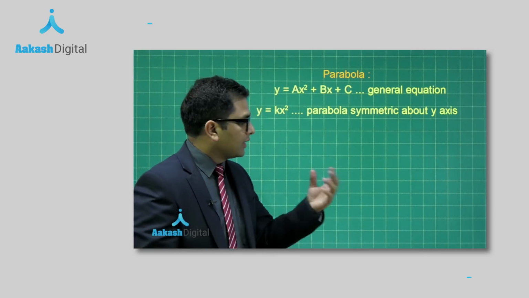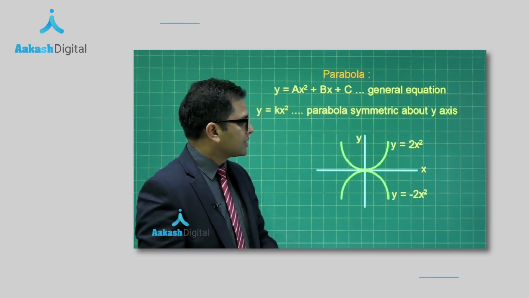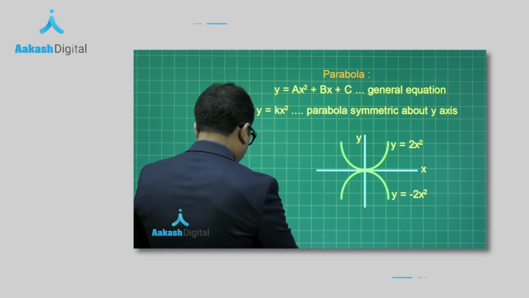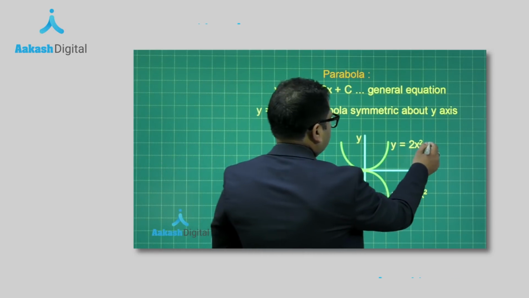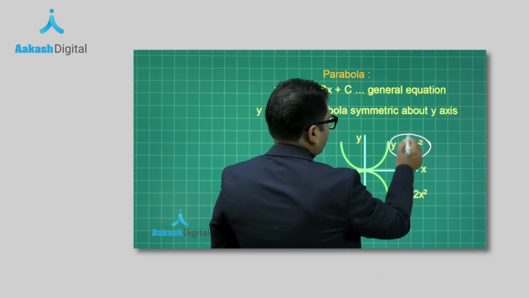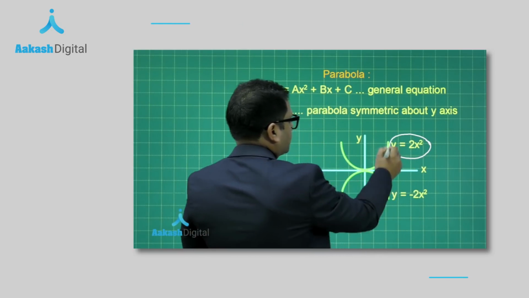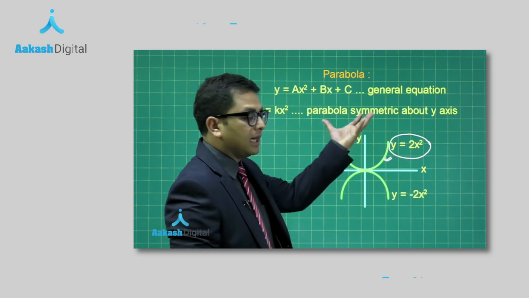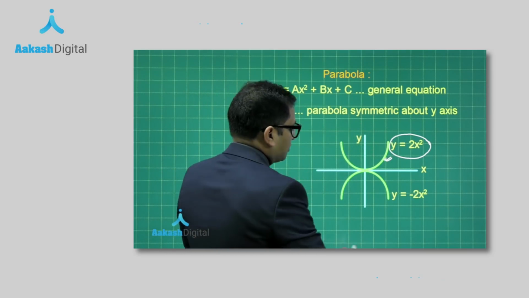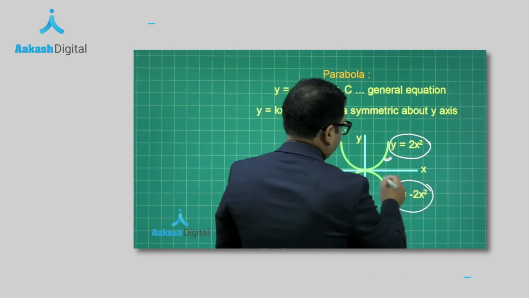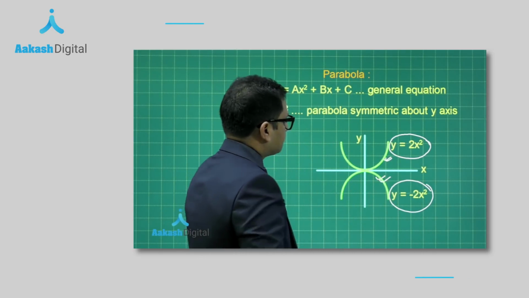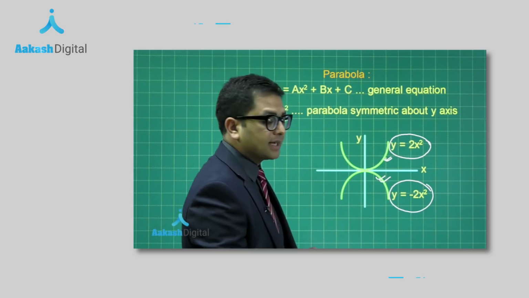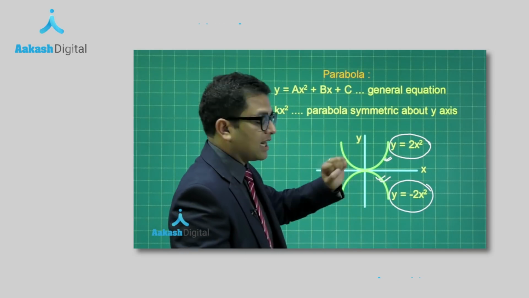negative. Why not take the help of a figure? You see, in the y-x graph, you can see y equals 2x square is this graph. The graph is perfectly symmetric about the y-axis, but it is opening upward. y equals minus 2x square is this parabola. It is perfectly symmetric about the negative y-axis, and it is opening downward.